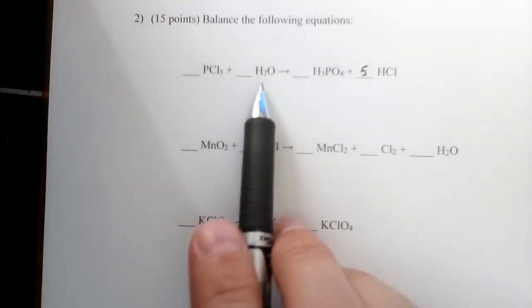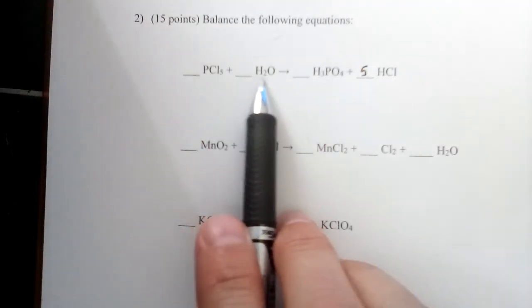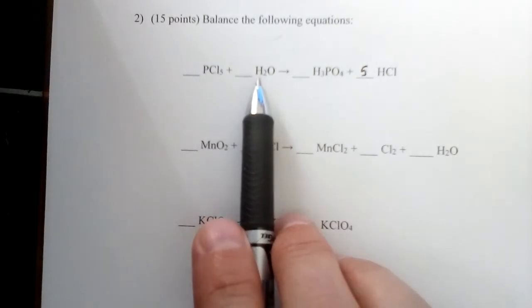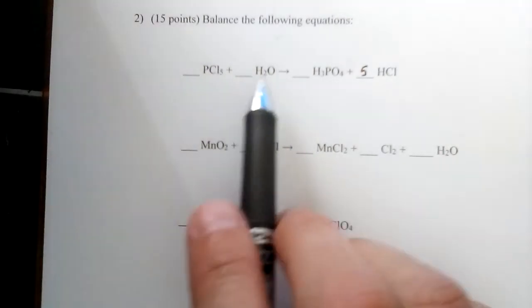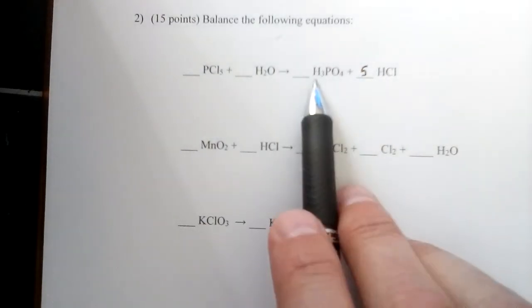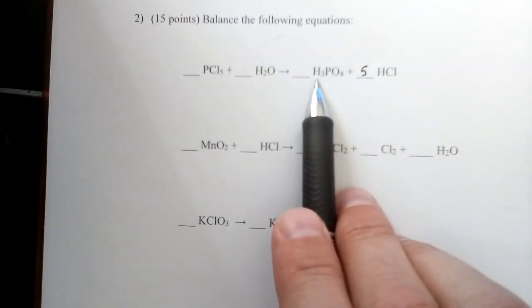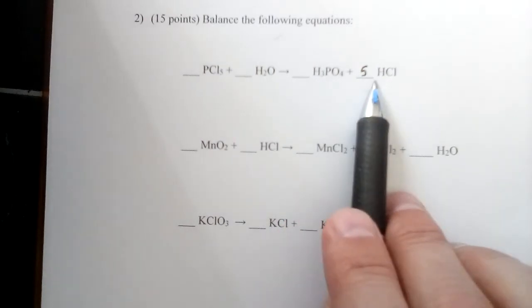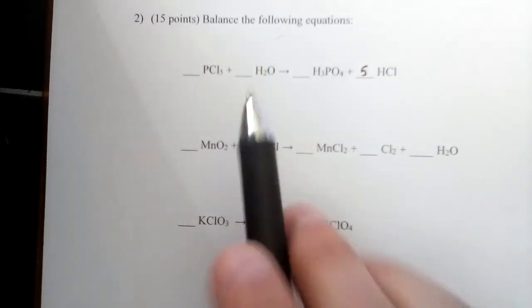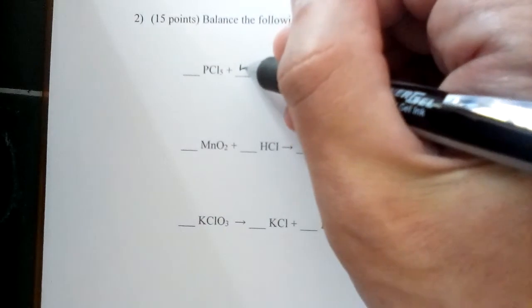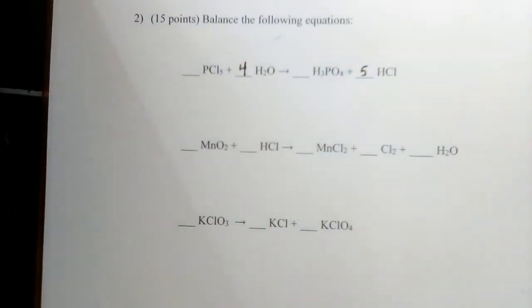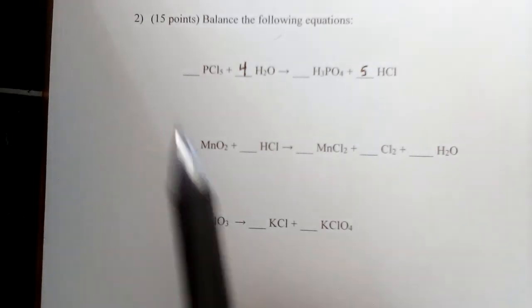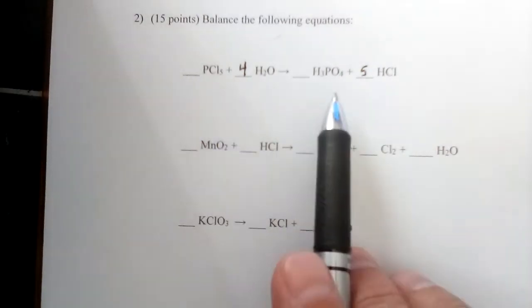Now if we come back here to hydrogen, in water there's 2 hydrogens, so that means an even number on the reactant side here. If we look over here on the product side, there's 3 here in phosphoric acid, and there's 5 here now in HCl, and that makes a total of 8 hydrogens on the product side. Well, I can get to 8 back here if I put a 4 in front of the water. And that didn't change the phosphorus or the chlorine that we already looked at. So phosphorus is balanced, chlorine's balanced, hydrogen is balanced.